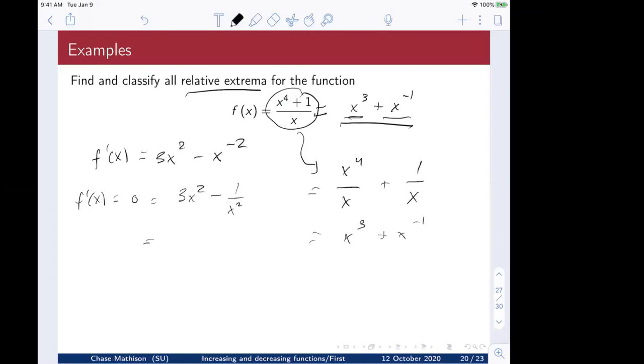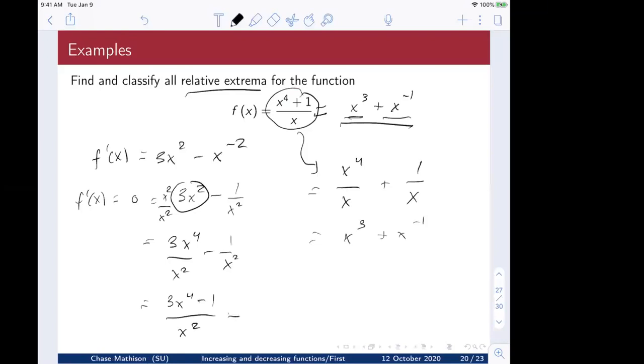So this is 3, to get a common denominator, I'm going to multiply this by x squared over x squared, right? So I'm going to get 3x to the 4th over x squared minus 1 over x squared. Well, that's just equal to 3x to the 4th minus 1 over x squared.